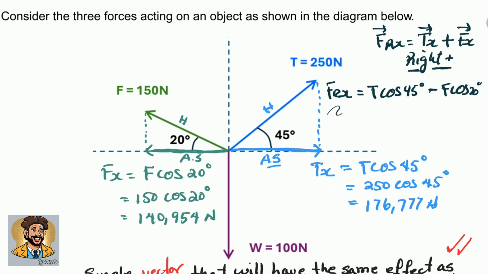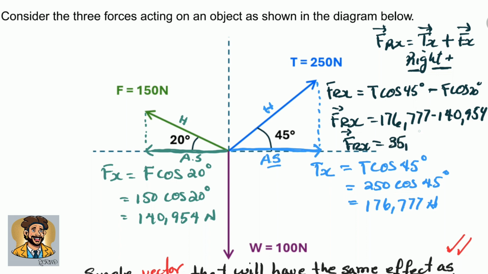Now you may substitute those two answers in the equation. It does not really make a difference here. This is FR in X. All right, so this is going to be equal to 176.777 minus 140.954. So the FR in X is going to be equal to 35.832.